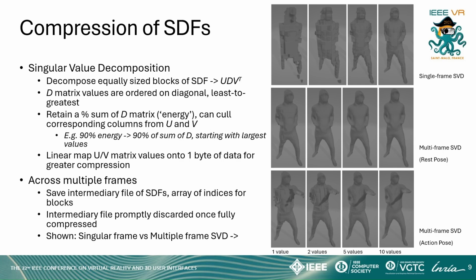If we want to do this across multiple frames, we need to first save an intermediary file of the signed distance fields to prevent accessing multiple signed distance fields in active memory at once. Now, this intermediary file is temporary and is promptly discarded once the volumetric video is fully compressed. As shown in the diagram to the right, one singular value is not enough for a single frame SVD, but appears to significantly represent a multi-frame SVD. For an action pose of multi-frame SVD, it becomes significantly choppier, although there are definite smooth areas such as the head and the leg.